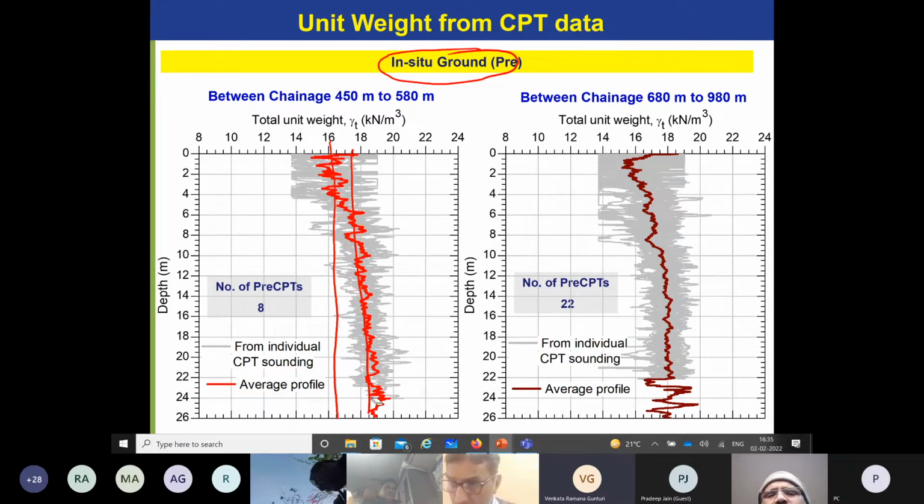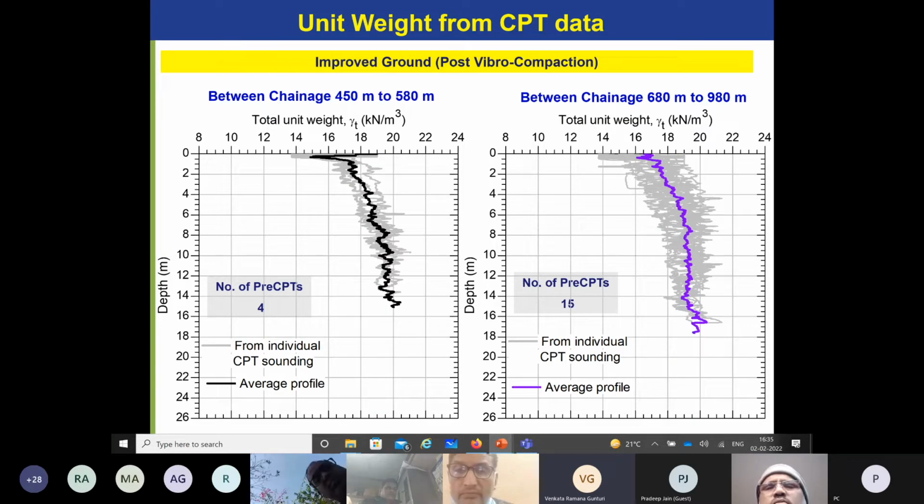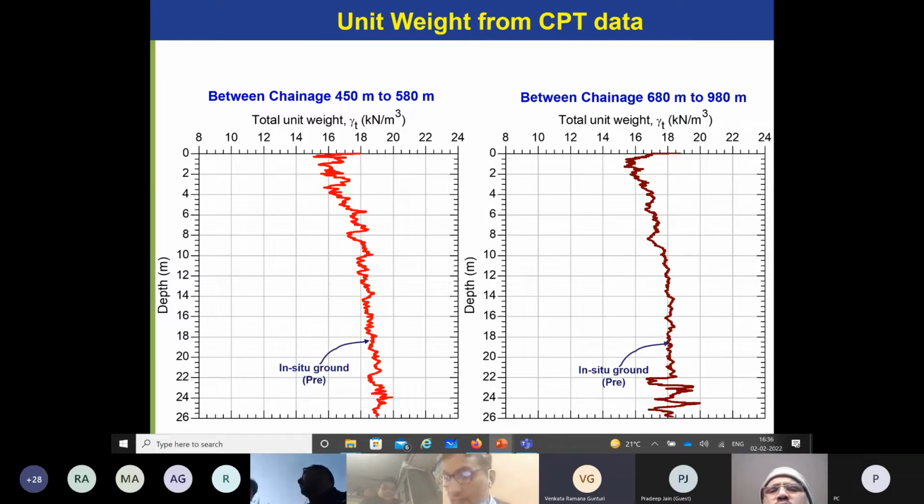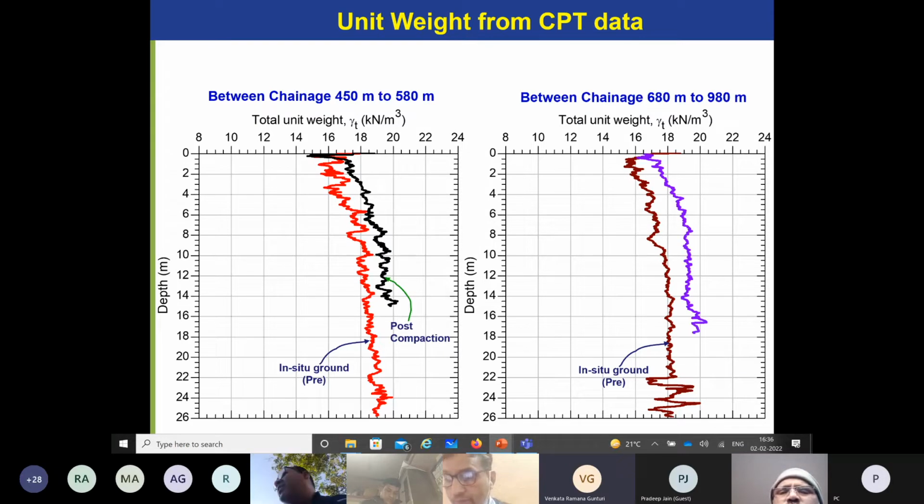Okay, so we did quite a bit of ECPTs and we found the depth, the average unit weight, and post improvement, after the execution was carried out, the value of the unit weight. So from previous to now, it has gone from 17 to 18, to 18 to 20. You can easily see that now the unit weight of the in situ sand has increased. This is before ground improvement. This is after ground improvement.